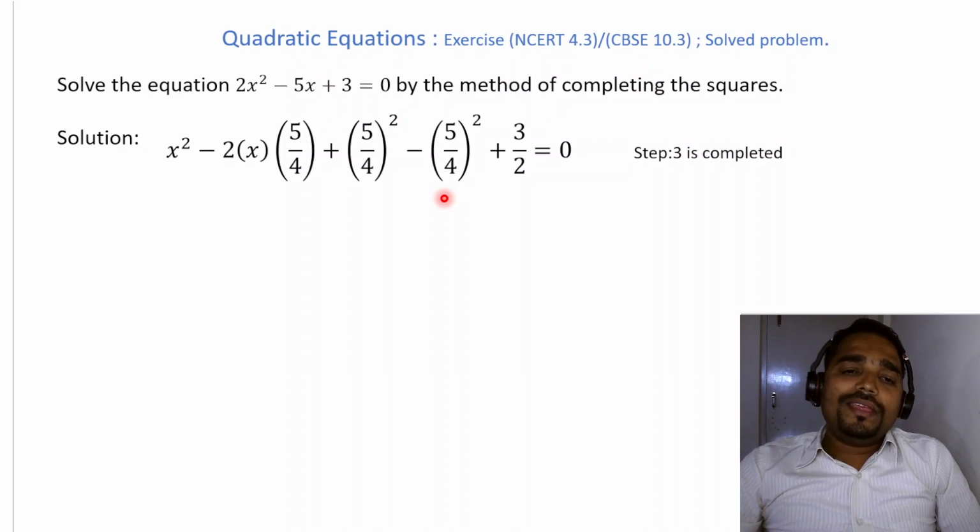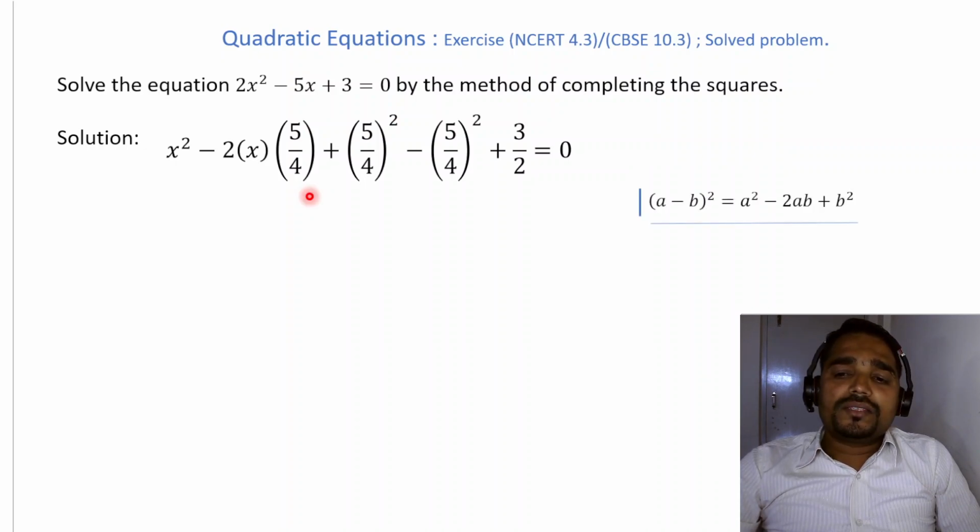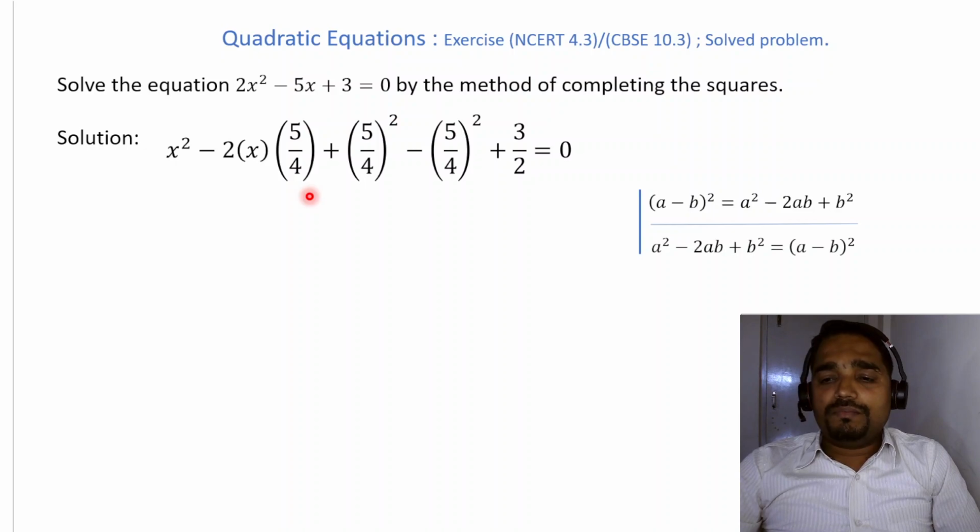Now in order to apply the formula either a plus b whole square or a minus b whole square, because the middle term is minus 2ab, therefore we know the formula a minus b whole square, which is equal to a square minus 2ab plus b square, or the same formula could be rewritten as a square minus 2ab plus b square is equal to a minus b whole square.